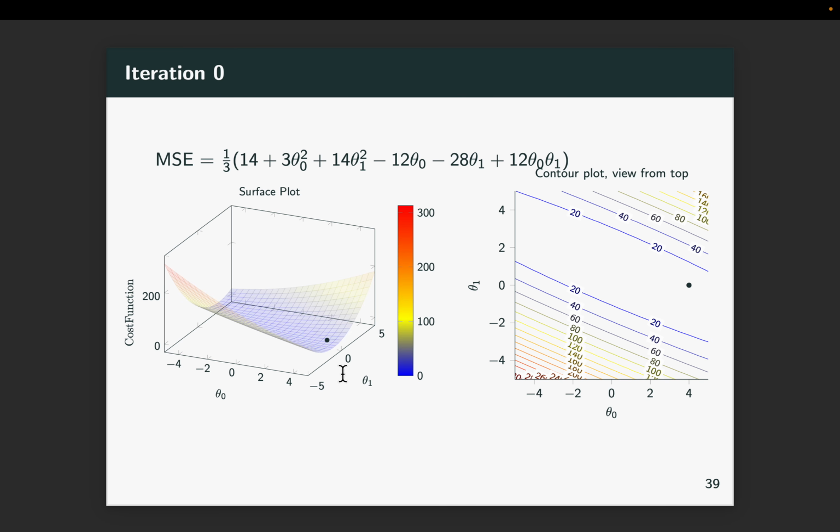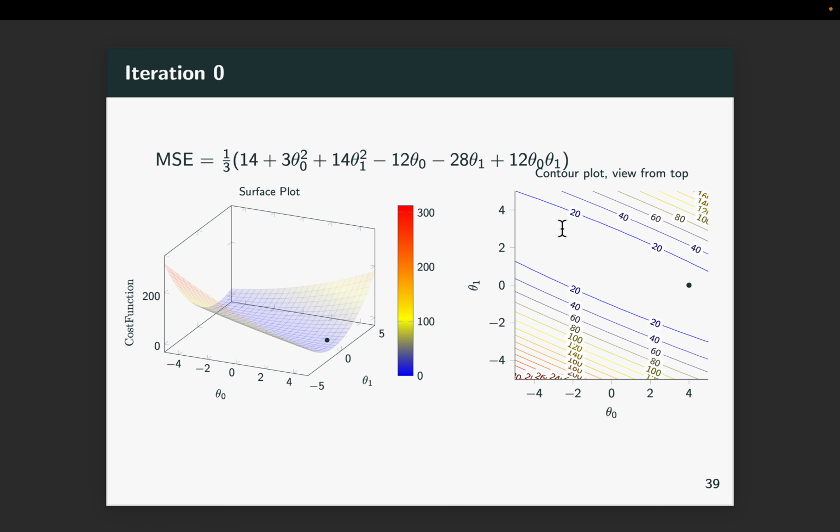Another way to look at this problem is what happens in the surface plot and in the contour plot. So, I started with theta naught equal to 4, theta 1 equal to 0. Now, you can notice the shape of this. This looks like some ellipse. This is also an interesting question I won't ask in the quiz, but why is the shape of this contour an ellipse?